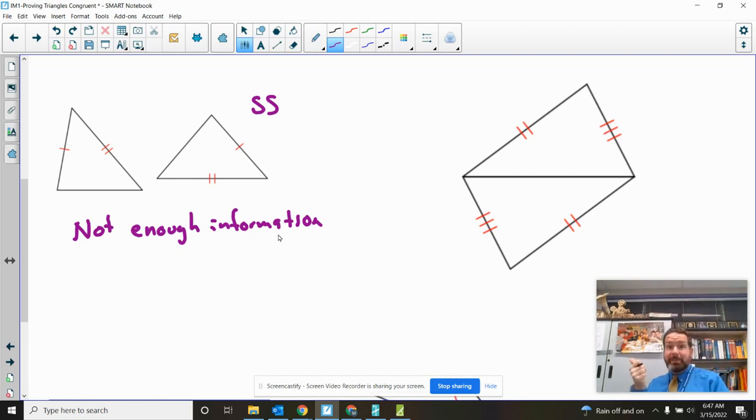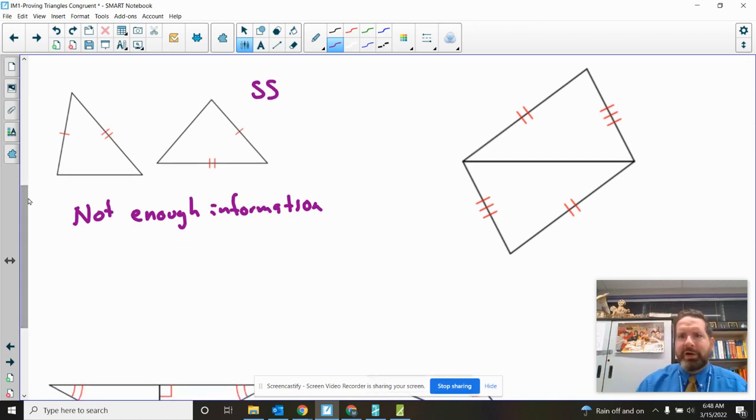You would need information about the angle in between, or you might need information about that third side, but with just 2 sides, we don't have enough to go on. I'd like you to try this next one now. Do a quick pause. I want you to do what you think is right, and then unpause when you're ready to check.